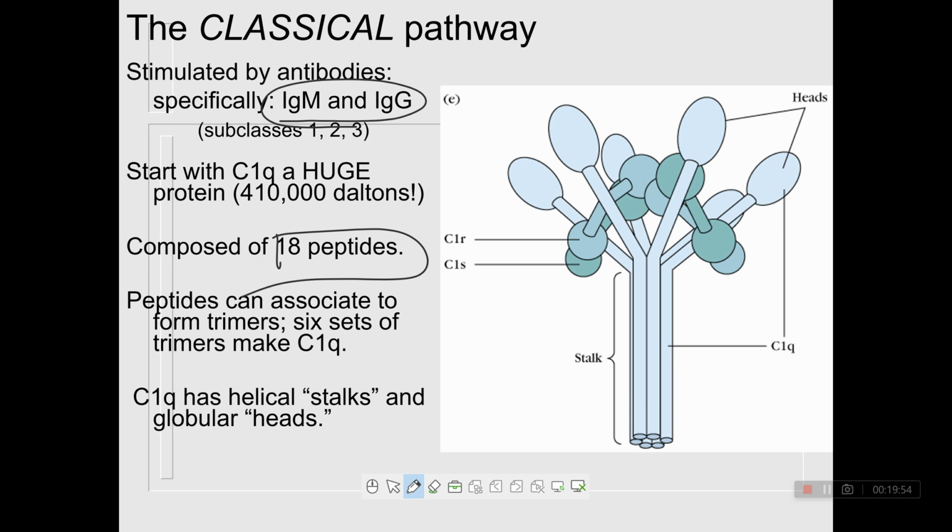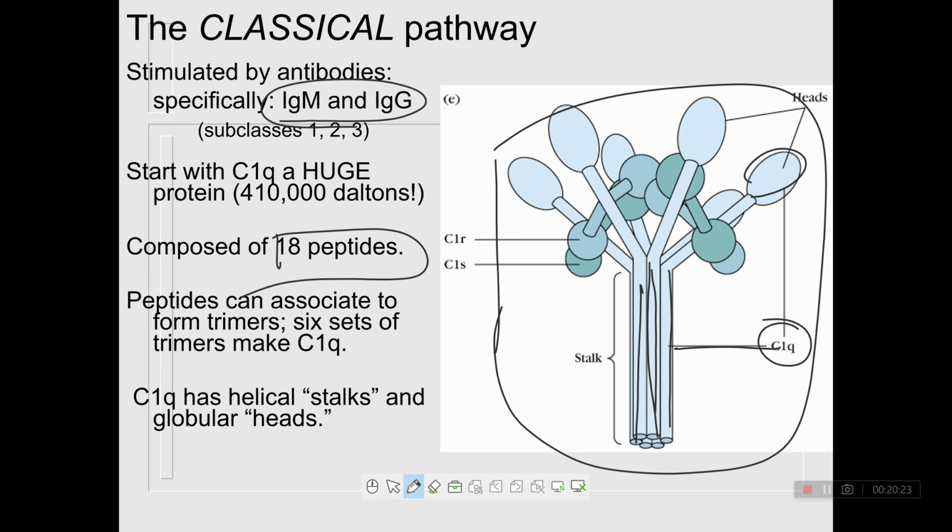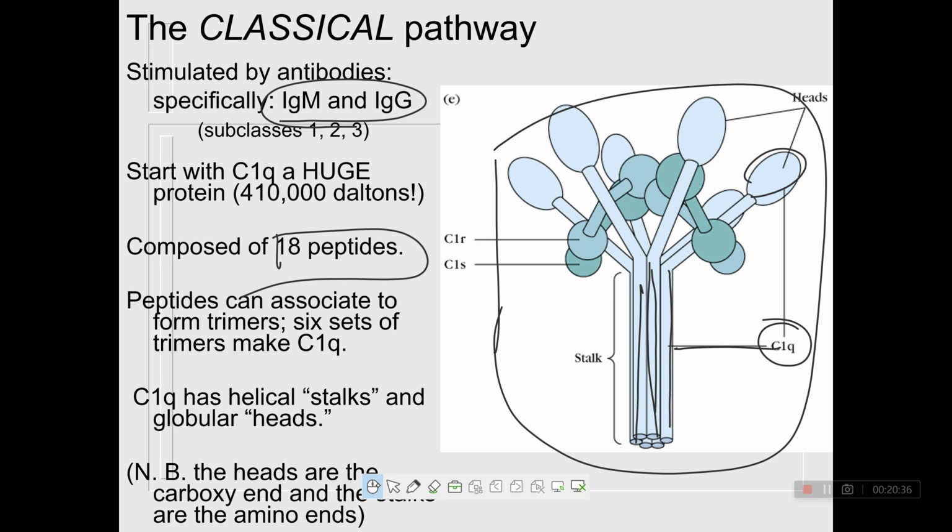See here, these six sets of trimers make a C1q. C1q has helical stalks and globular heads. This is the globular head and this is the stalk. This is composed of 18 peptides. So this is the C1q huge protein that helps in the classical pathway. The heads are the carboxy end and the tails are the amino end, meaning this is the amine group and this head is the carboxyl group. Okay? Clear?